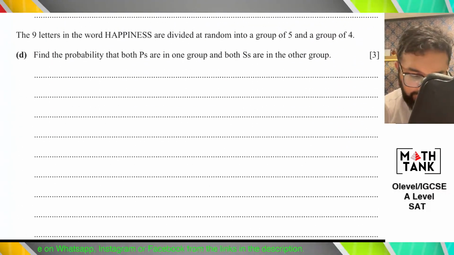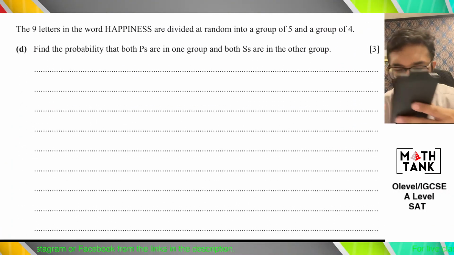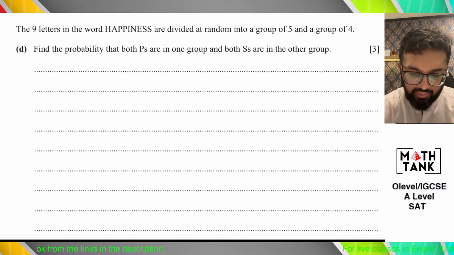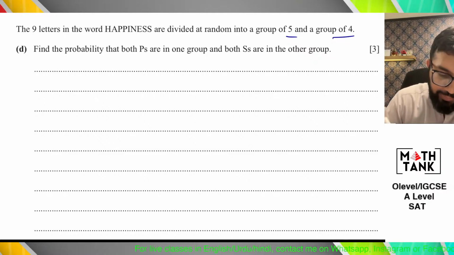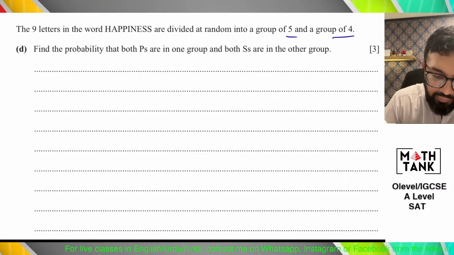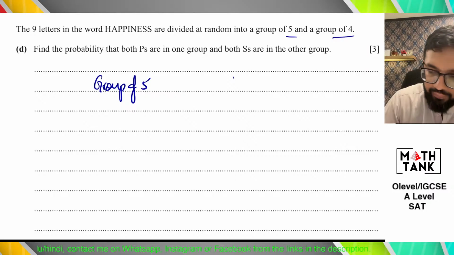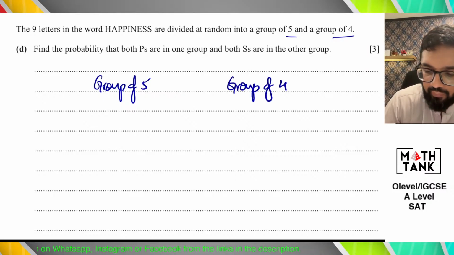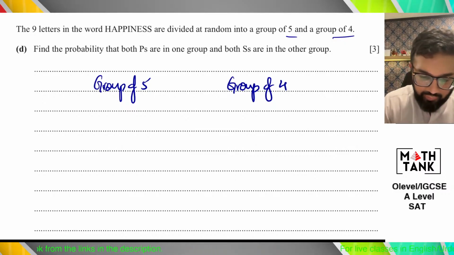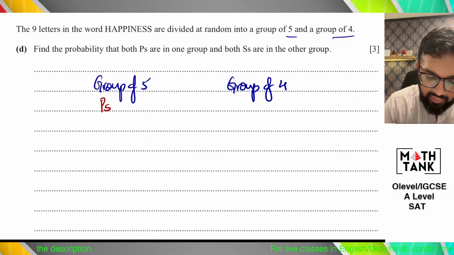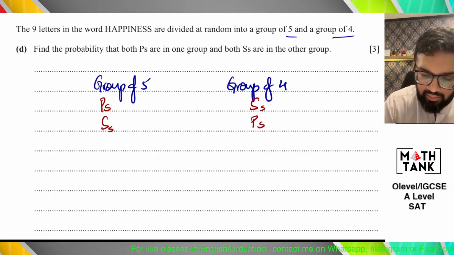Okay. The 9 letters of the word happiness are divided at random into a group of 5 and a group of 4. Find the probability that both P's are in one group and both S's are in the other group. Okay. So group of 5, group of 4. If the P's are here, then the S's are here. If the S's are here, then the P's are here. Those are the two cases.